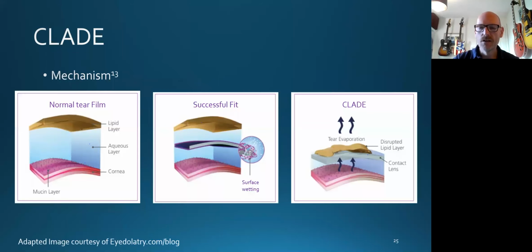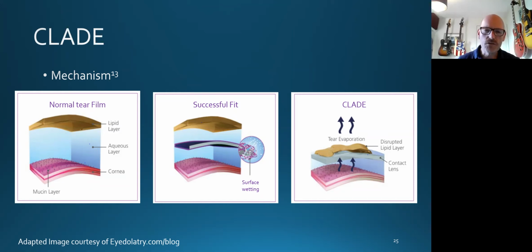Now, lots of words. Let's try and bring that to life with 3 simple pictures. Starting on the left, we've got our normal tear film. We're all familiar with this, working through the 3 layers. Nice picture in the middle. We've got a successful fit. Our contact lens now sitting there in the middle of the aqueous layer. And as you can see, it splits that aqueous layer. Some is pre and some is post.